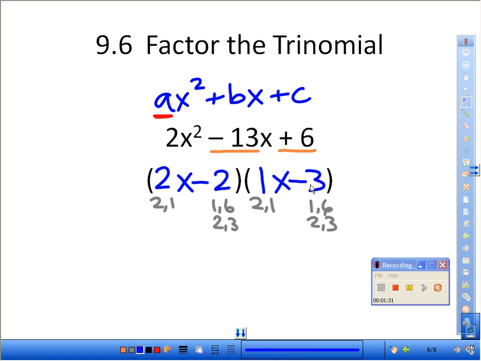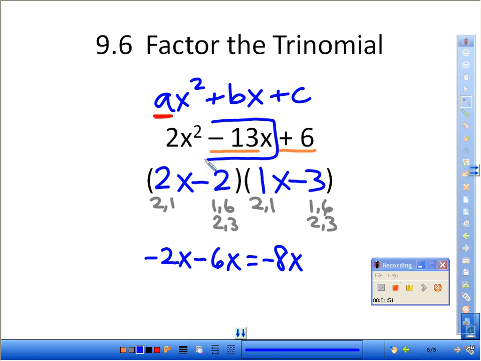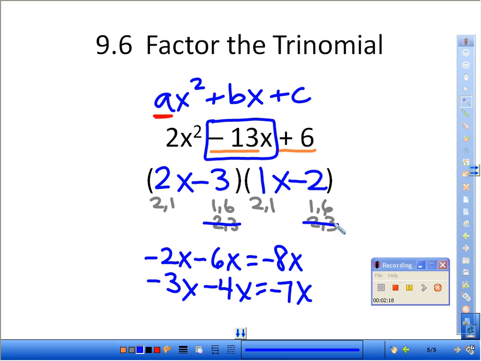The inner would be negative 2x, the outer would be negative 6x, which equals negative 8x. That does not match our middle term of negative 13x. So we know that negative 2 and negative 3 are not our answers. Let's try flipping those around. 3 and 2. Now our inner terms, we'd have negative 3x. Our outer is negative 4x, and that equals negative 7x. Still not the negative 13x we're looking for. So we know that 2 and 3 are not going to be in our factors.